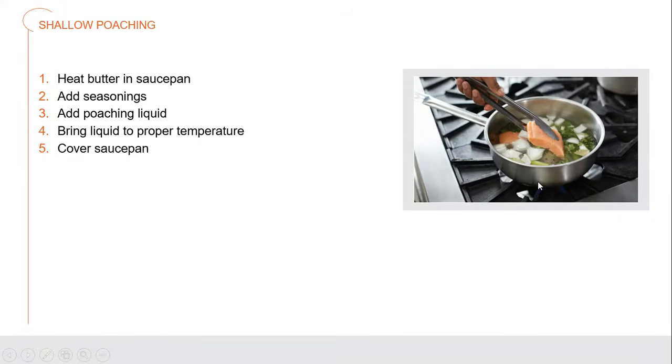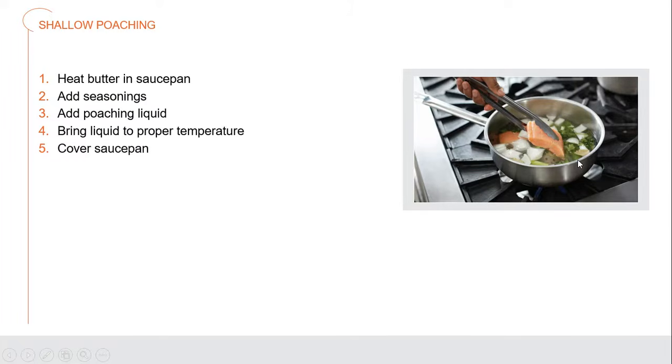So how do we go about shallow poaching? After our mise en place is all together, we heat the butter in the saucepan, and we're adding seasonings, and we're adding the poaching liquid. Could be wine, could be water, matched with a little vinegar or lemon juice in there as well. You place the actual fish in there. In this case, you can see the slice of salmon, the salmon steak that we have in here, and we bring that up to the correct temperature, so we're just gently poaching.